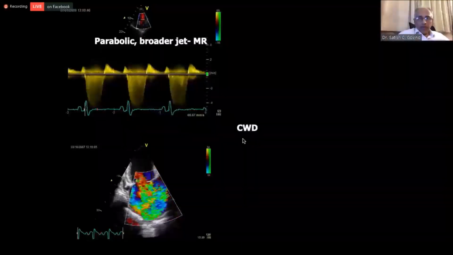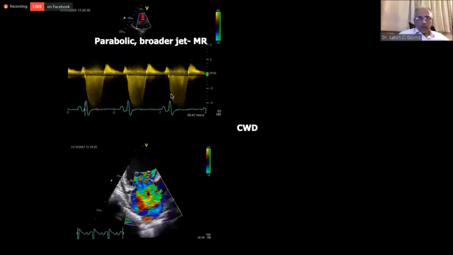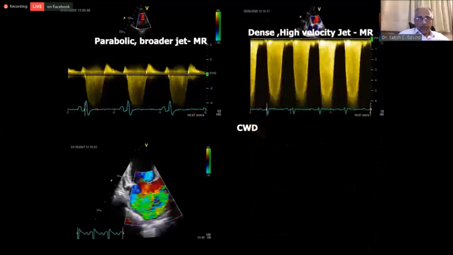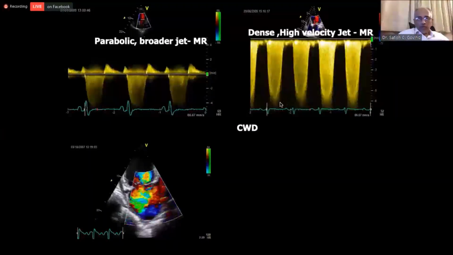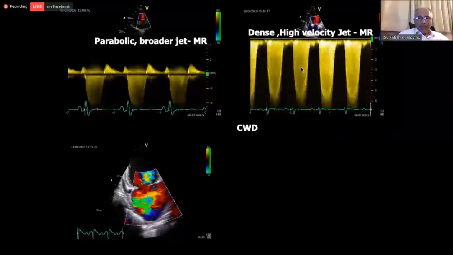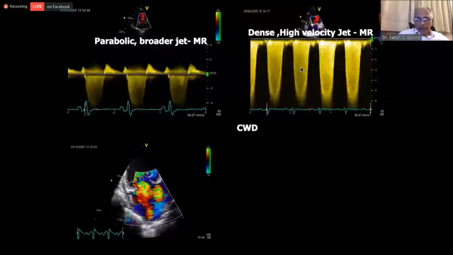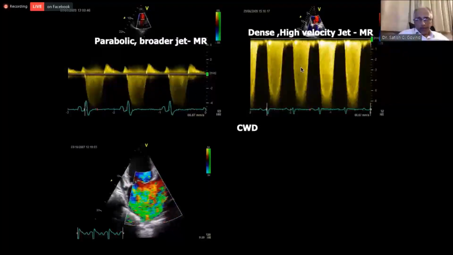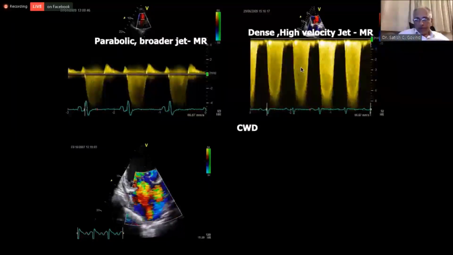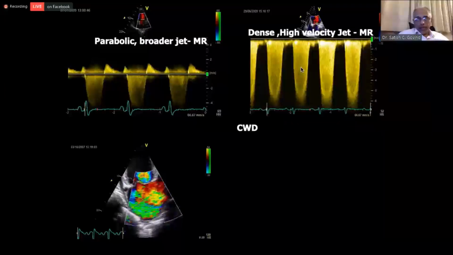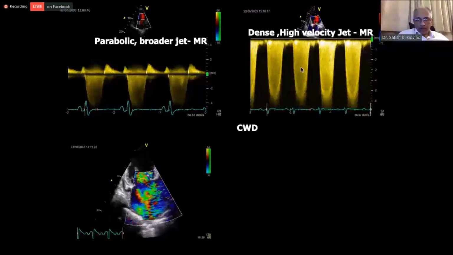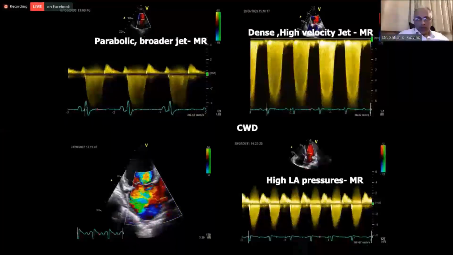Next is looking at continuous wave Doppler. Just by looking at this, the waveform itself gives you an idea. It has a broad duration. It is parabolic. That is the initial impression. And then you can see that it has high velocity. And the density itself tells you the denser it is, the more severe the regurgitation. But again, it is not very reliable, because you can increase the gain by cranking up the knob and you can get into trouble. So not very reliable here, but you can use it.